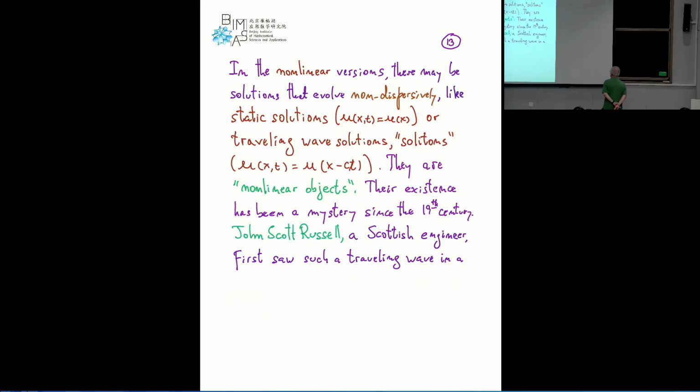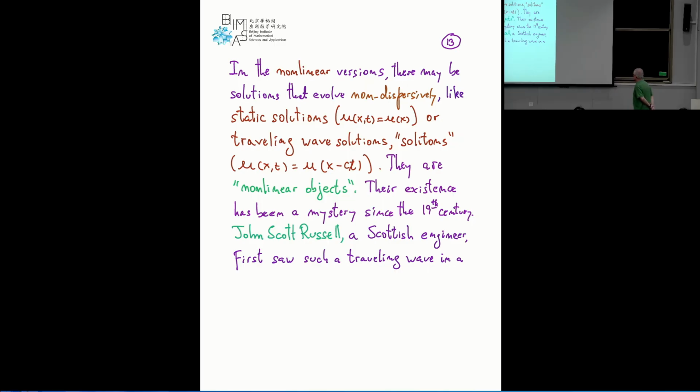The nonlinear versions have solutions that may not be dispersive. So non-dispersive solutions. For example, solutions that are static, constants, or traveling wave solutions. These are solutions which are always the same shape and evolve by traveling in time. And the well-known solitons, right? Solutions of the form u of x comma t equals u of x minus c times t. And some of the nonlinear equations have solutions of this form.